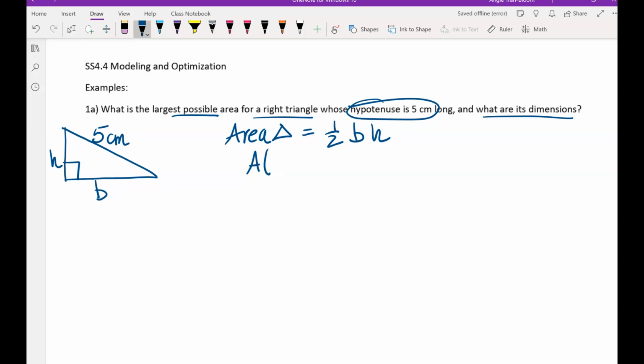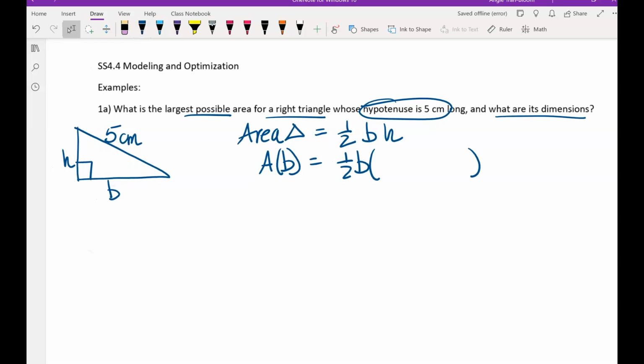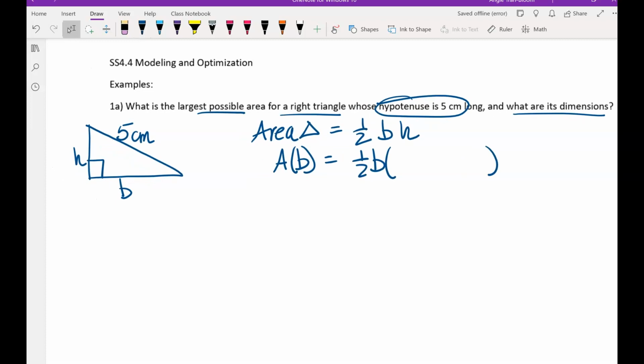So you have to rewrite the area with respect to base or with respect to height. That's really a personal choice. I'm going to pick B, and guys, it does not matter. That means I need to substitute H with something. Where do you think that something's going to come from? From the right triangle over here. We are going to use the Pythagorean Theorem to find what H is.